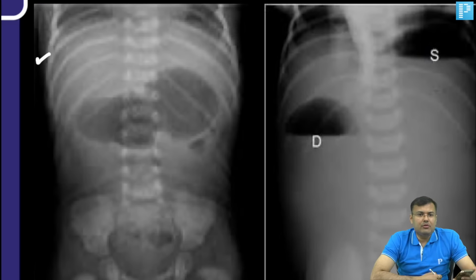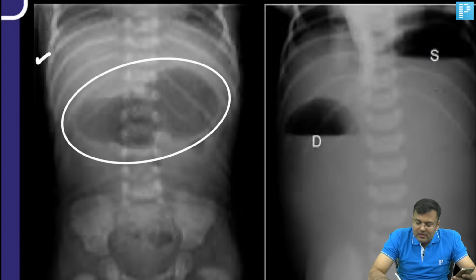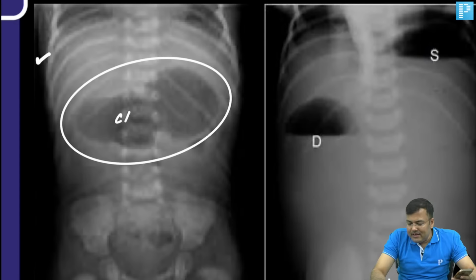Dr. Sneha, you are absolutely correct. What are you going to notice? This is single bubble. Can you see this bubble? The whole stomach is distended. So, this is single bubble. This is CHPS or IHPS, infantile hypertrophic pyloric stenosis.